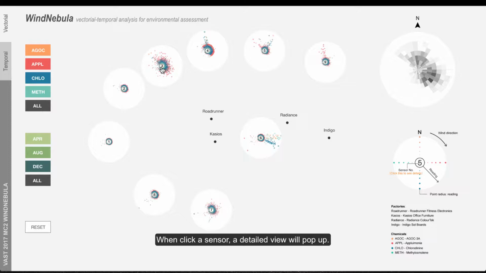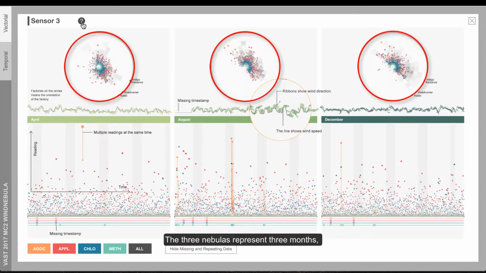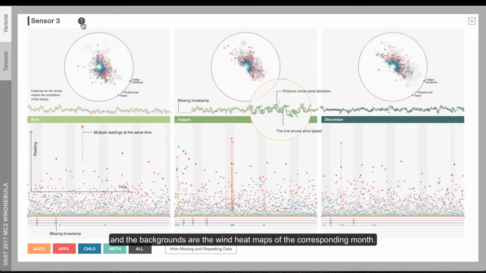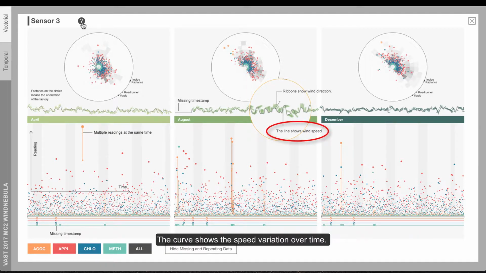When clicking a sensor, a detailed view will pop up. The three nebulas represent 3 months, and the backgrounds are the wind heat maps of the corresponding months. The wind timeline in the middle gives an overview of the trend of wind speed and direction over time. The curve shows the speed variation over time. Ribbons attached to each moment show the directions.